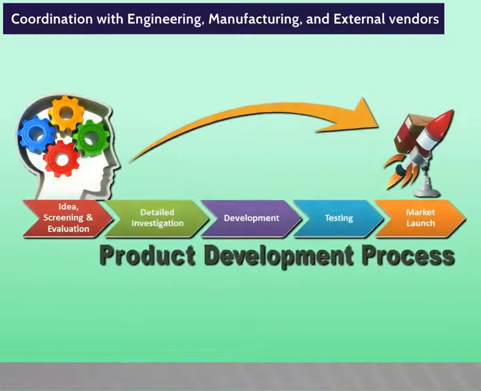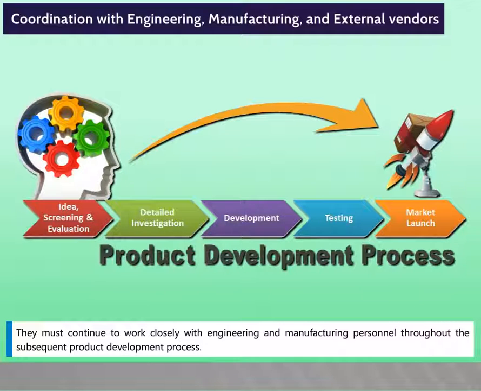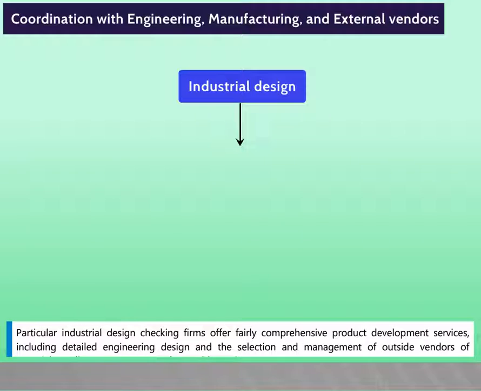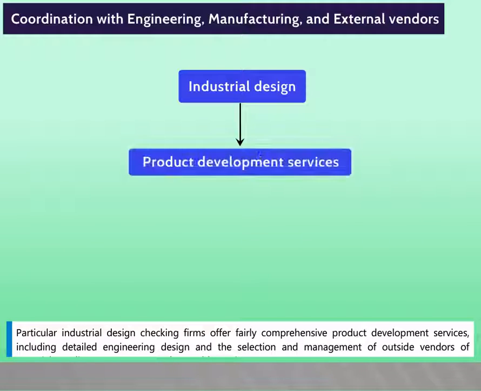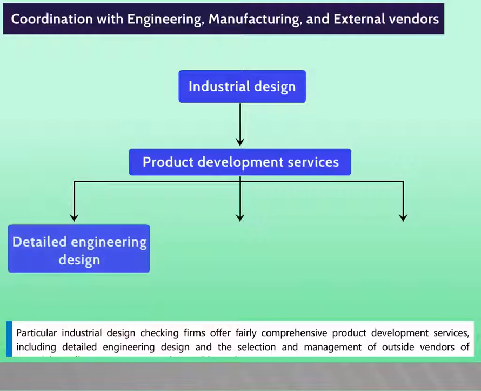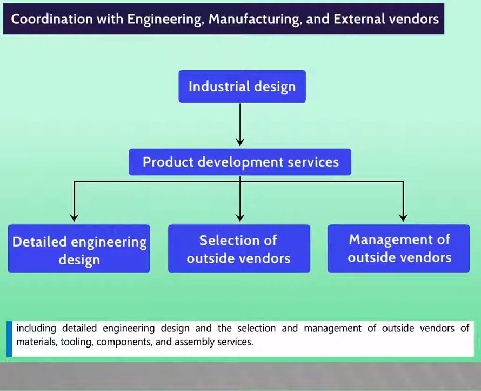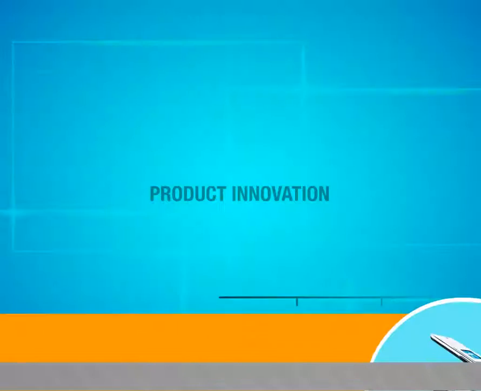Coordination with engineering, manufacturing, and external vendors. They must continue to work closely with engineering and manufacturing personnel throughout the subsequent product development process. Certain industrial design consulting firms offer fairly comprehensive product development services, including detailed engineering design and the selection and management of outside vendors of materials, tooling, components, and assembly services.